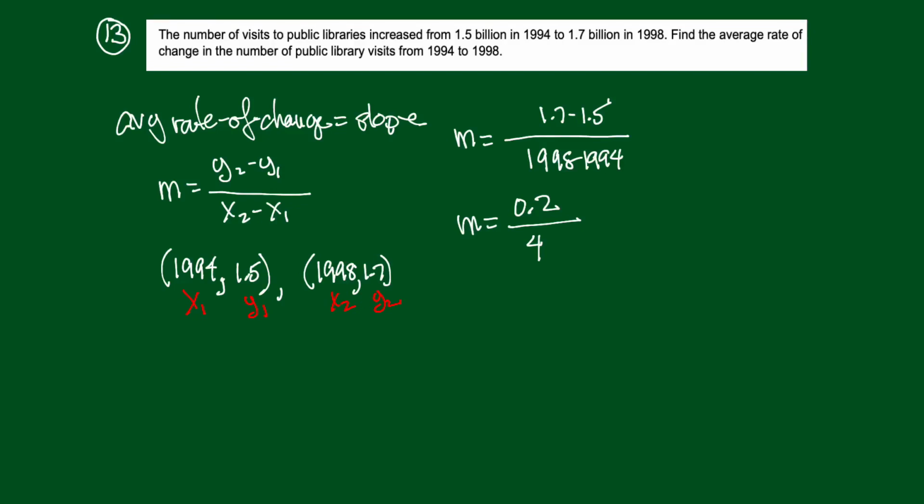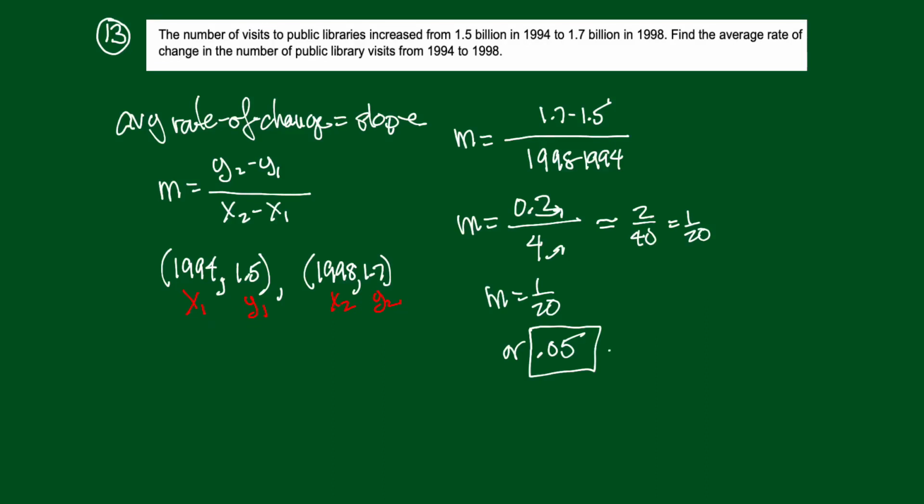Now, if you do this on your calculator, or you can just move the decimal one over here and one over here, and that's the same as 2 over 40, which gives us 1 over 20. All right, so the slope here is 1 over 20, or 0.05 if you did it on your calculator.